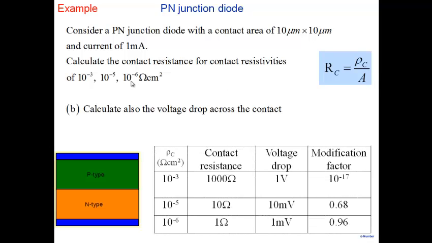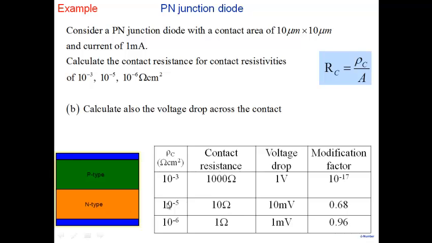So let me show a table here. The table shows us the following. When the contact resistivity is 10 to the minus 3, the area, as you can easily calculate here, gives a contact resistance of 1 kilo ohm. With 1 milliampere flowing through my PN junction, the voltage drop across the contact itself is 1 volt. I'll explain what this factor is. 1 volt drop here. Obviously, it's telling you 10 to the minus 3 is a very high contact resistivity, right?